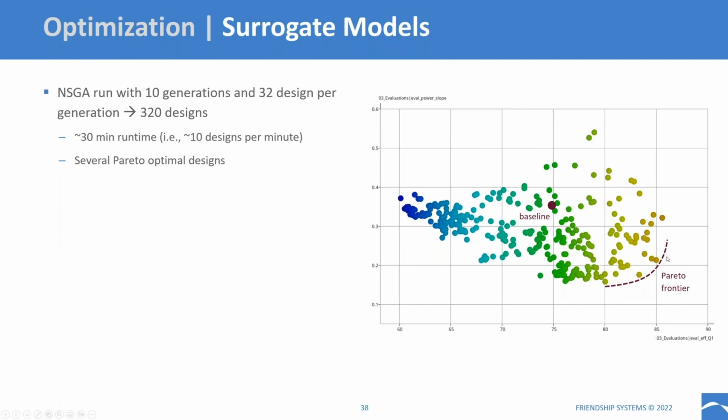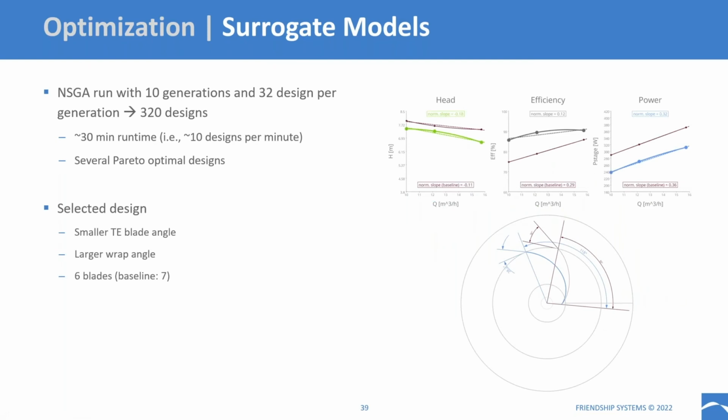And what we get as a result is a more or less well-formed Pareto frontier with different Pareto optimal designs that we can choose from. So this is the diagram here. Efficiency at the lowest flow rate plotted against the slope of the power curve. And here are the designs that are performing well with respect to these two objectives. So we selected one of these designs as a result, and you can see it fulfills the requirements that we set. There is a slight reduction in head, which is acceptable.